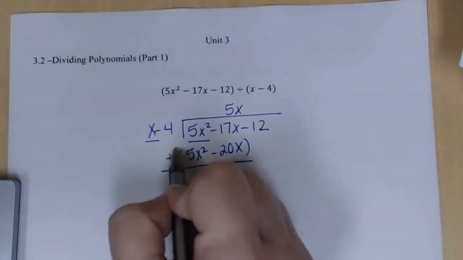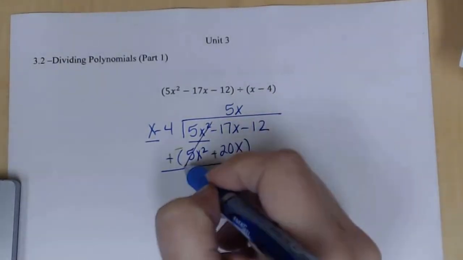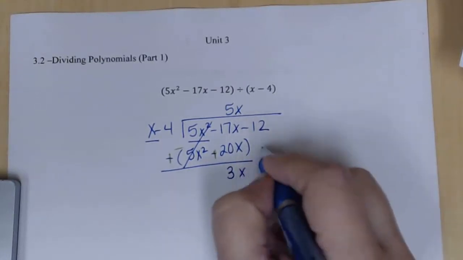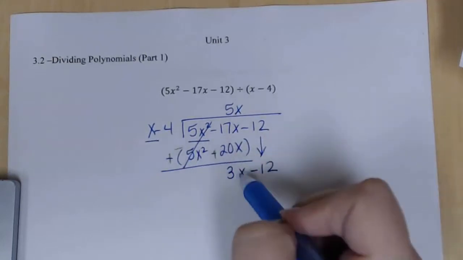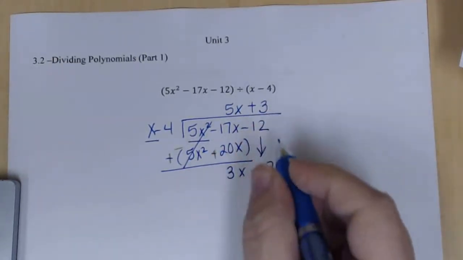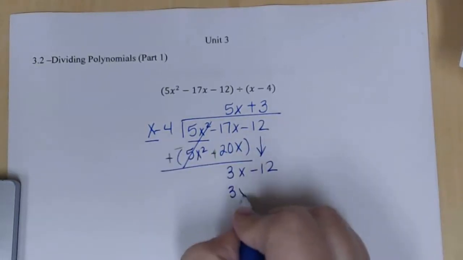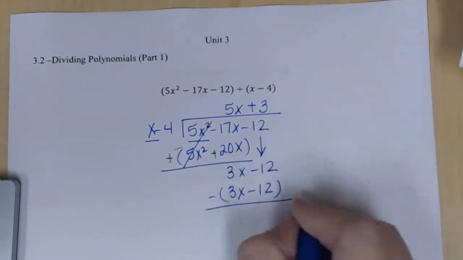So I'm going to change all my signs. I like to use a different color so I can kind of see that sign changing as I went. This cancels. I'm left with 3x. Bring down the negative 12. Then we'll multiply. X times what would give me 3x? And that would be a positive 3. So 3 times x is 3x. 3 times negative 4 is negative 12, and I want to subtract this thing.